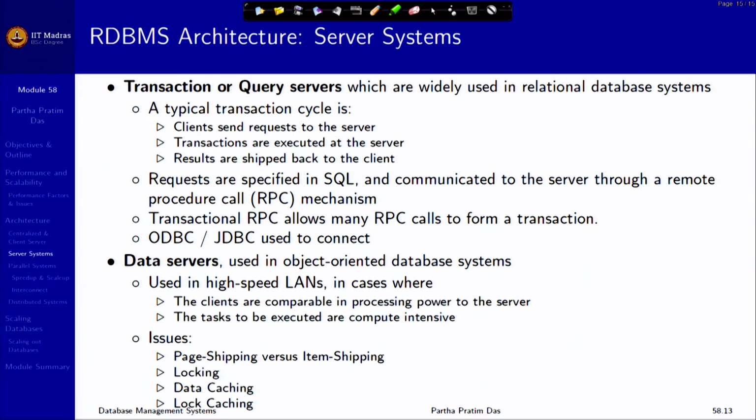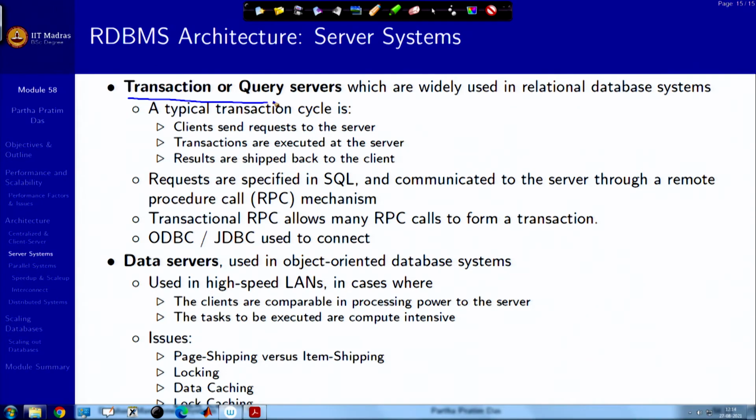On the back end, on the server side, there again could be multiple different servers, and particularly functionally we look at two types of servers in this process. One is what is called the transaction or query server, which is widely used in a relational database system. You know a typical transaction life cycle, that is clients send requests to the server, through those ODBC, JDBC, etc. Transactions are executed at the server and the results are shipped back to the client again through those APIs, through those connectivity. So, the requests are specified in SQL, communicated through a remote procedure call mechanism.